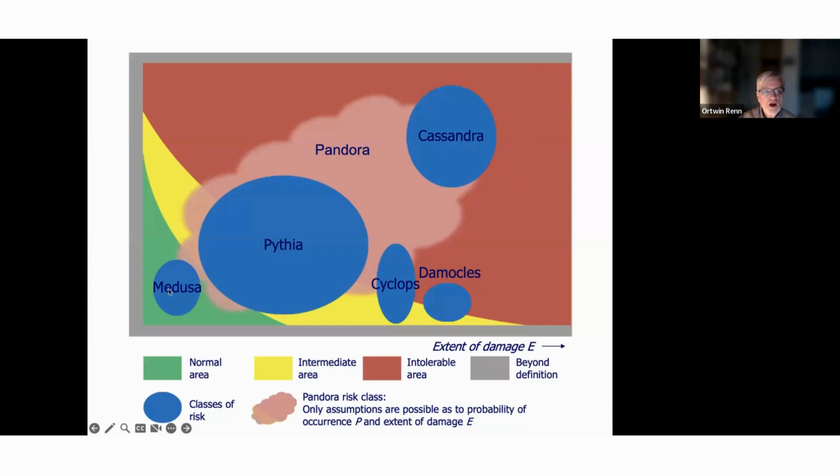And the Medusa is the opposite, where it's actually not a bad type of risk. It's low in extent, low in damage, but people are really scared about it. So this is a phantom risk. These are the forgotten risks. And the Pandora is one where we know there is a causal relationship, but we cannot quantify it. So it's something where we have absolutely no idea how to quantify it.